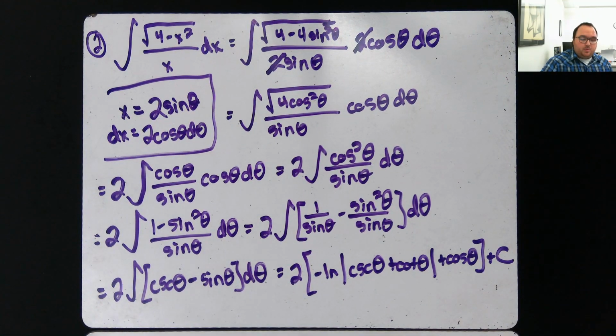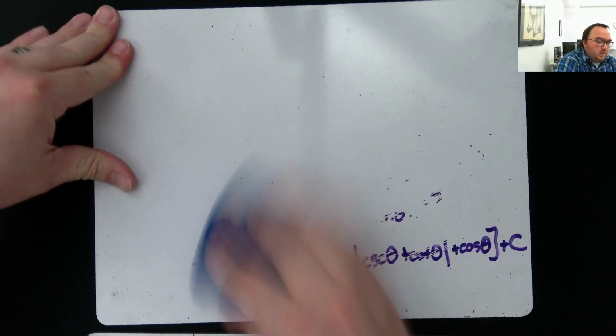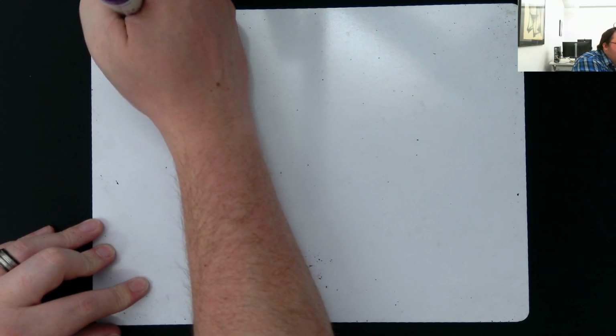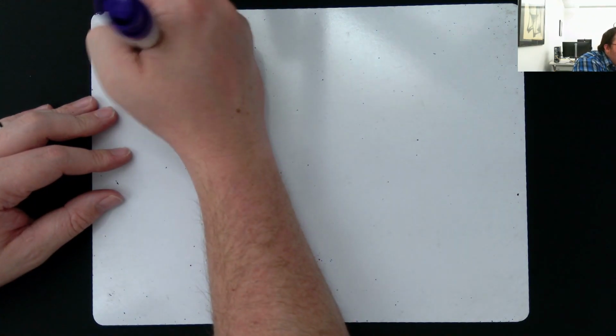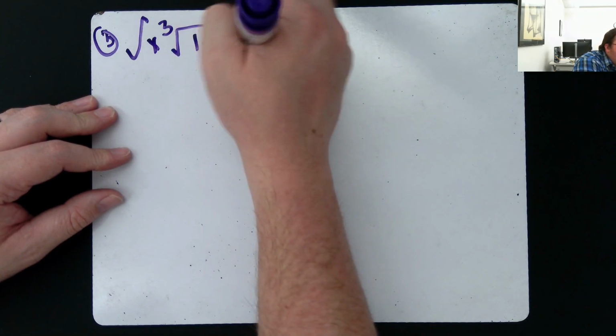All right, so that's example number 2. If any of it does not make sense, please tell me. Example number 3 now. It is the integral of x cubed square root 1 minus x squared dx.